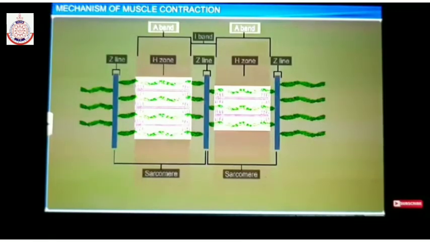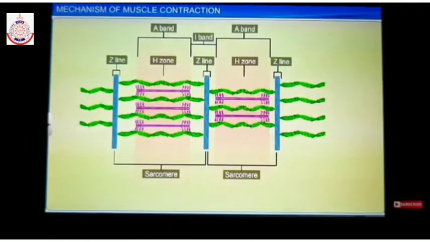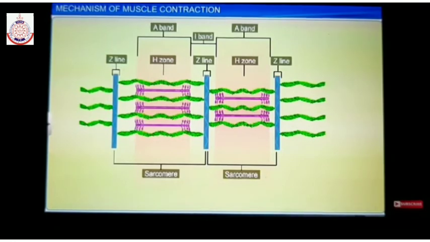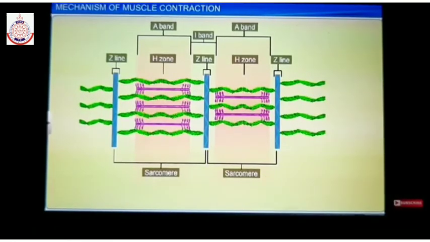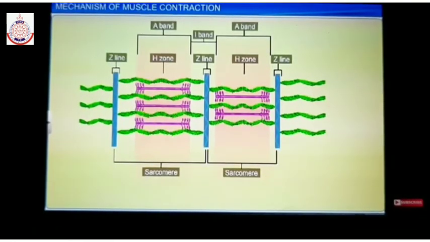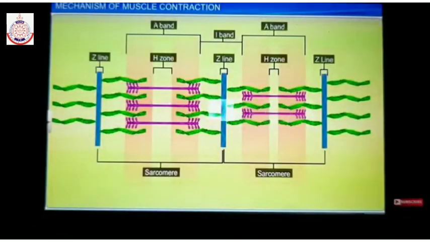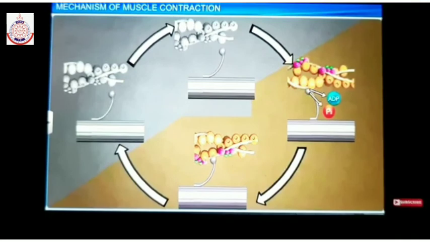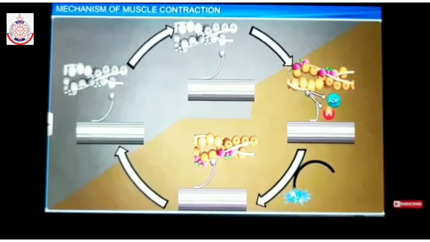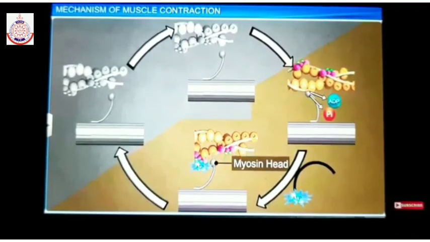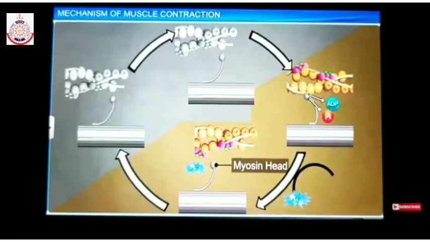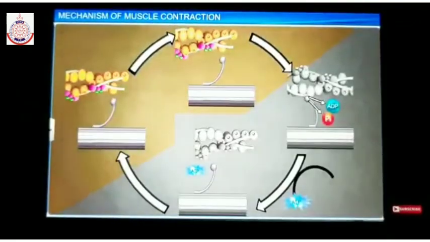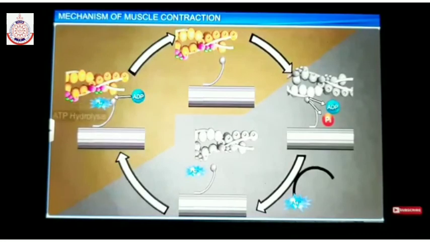You can compare between both the diagrams. In one, the sarcomere is more in length as compared to the other one. Now, you can see the process. When the myosin head combines with the actin filament, ATP is converted into ADP and phosphate. During relaxation, the myosin head separates from the actin filament, and this process repeats again.